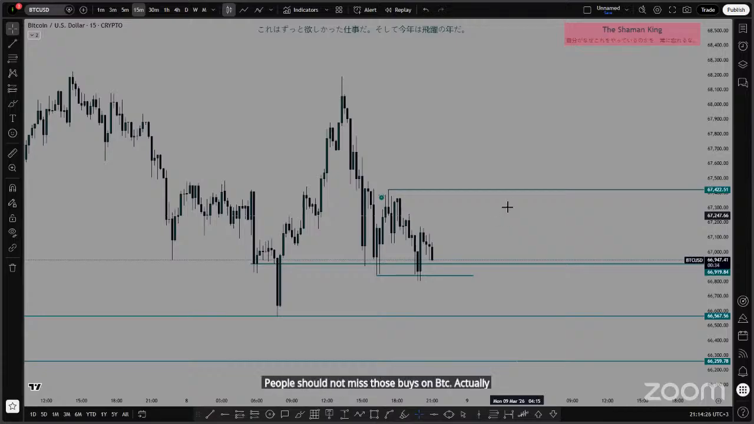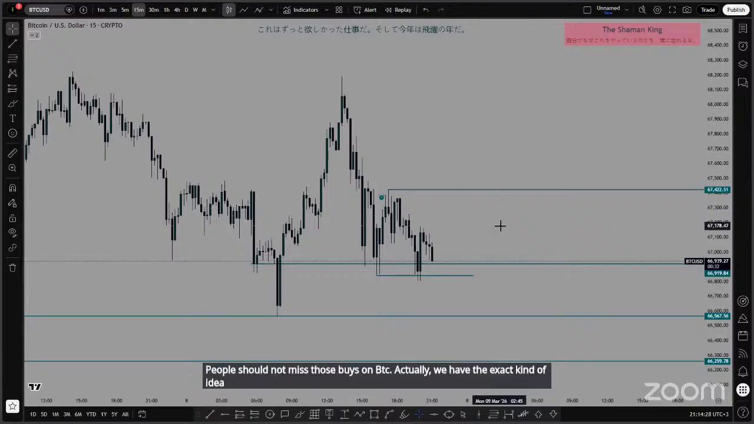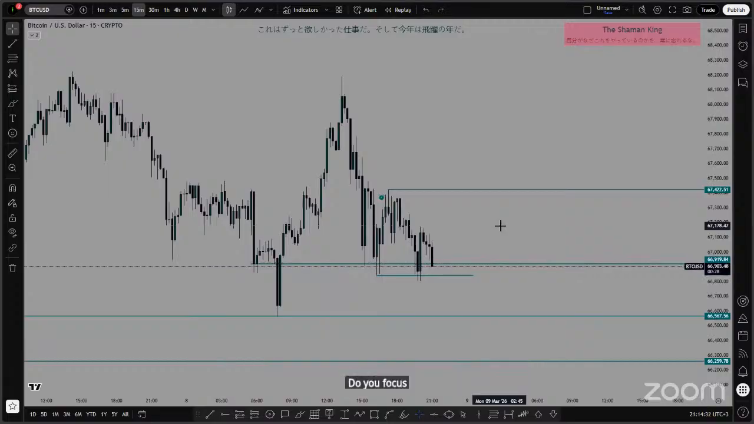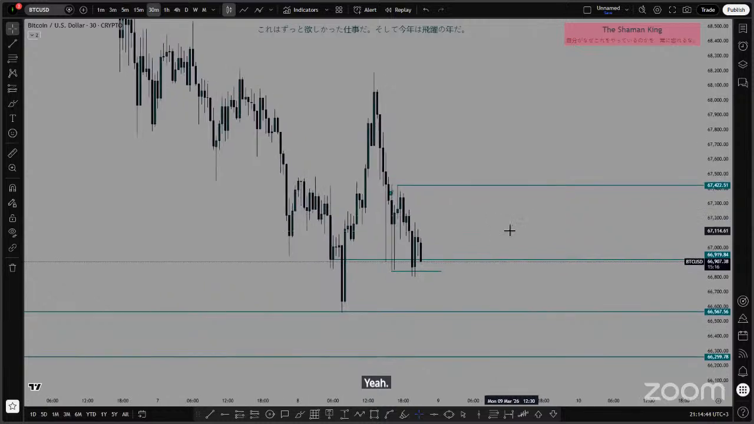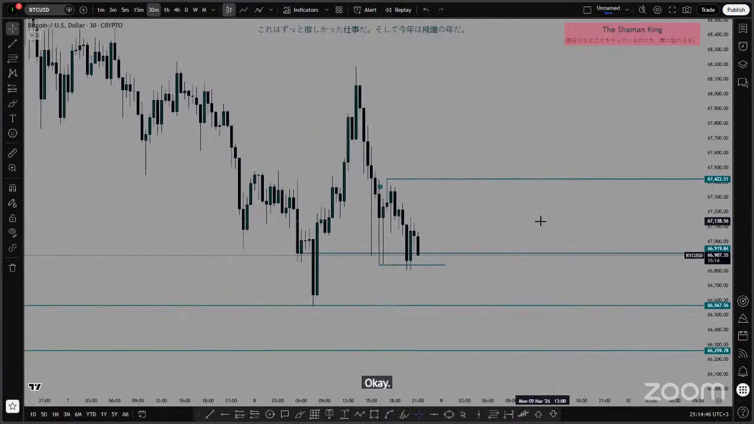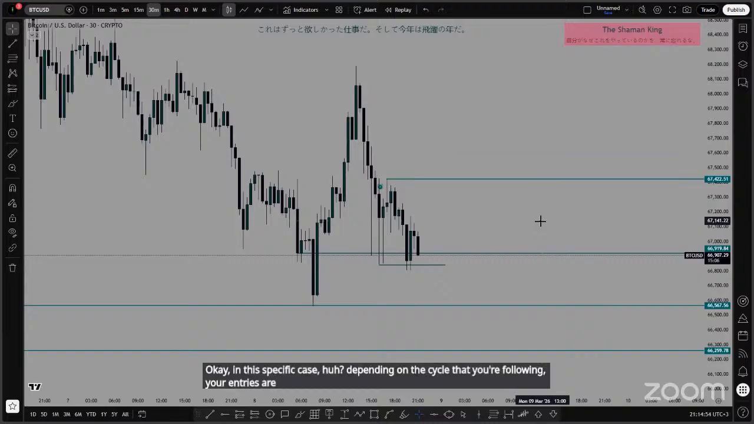Actually, we have the exact kind of idea. Askura, a question for you. Do you focus so much on confirmation for your entry models? For instance, if you look at it, go back to 30 minutes or 1 hour. In this specific case, depending on the cycle that you're following, your entries are based after the second shift.